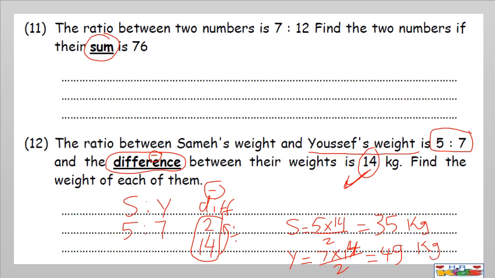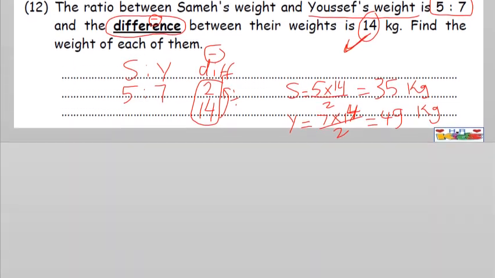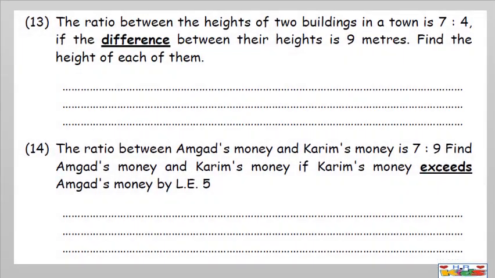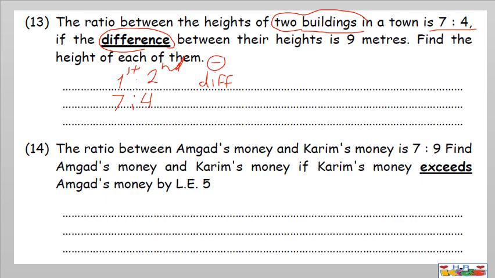Okay, my dears? Okay. Now we'll start question number 13. Are you ready? Question number 13. The ratio between the heights of two buildings in a town is 7 to 4. So you have two buildings, we can call them the first and the second. The ratio between them is 7 to 4. If the difference, here is the difference, Mr. Difference means that we will do minus. Between the 7 and the 4 it becomes 3 and the 9 under it.